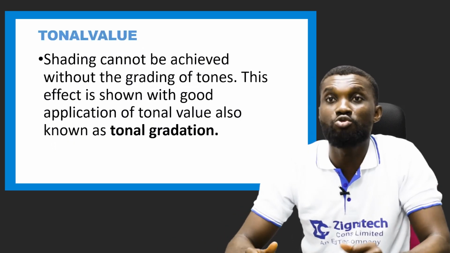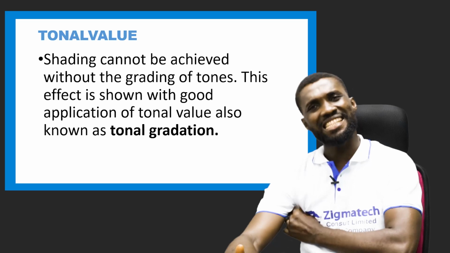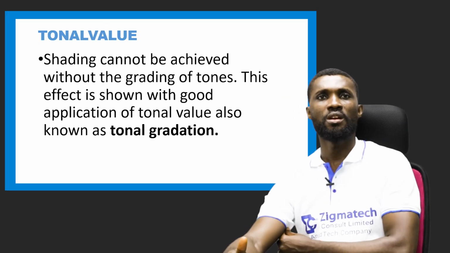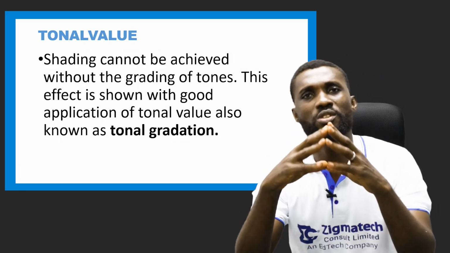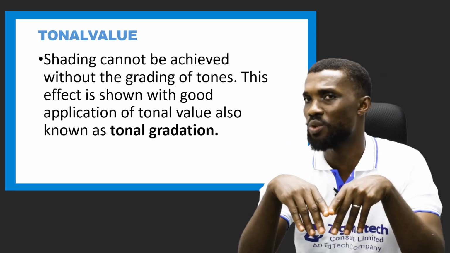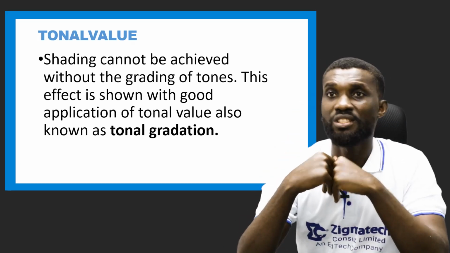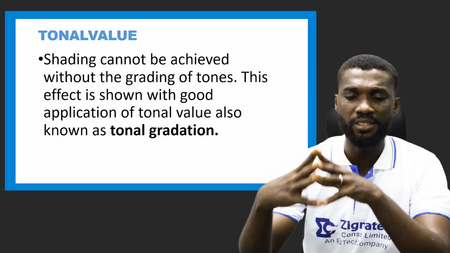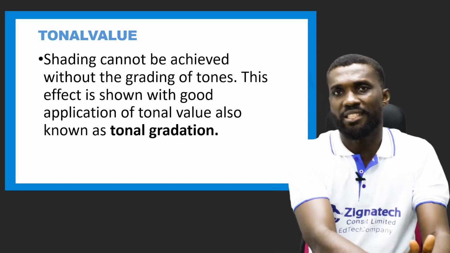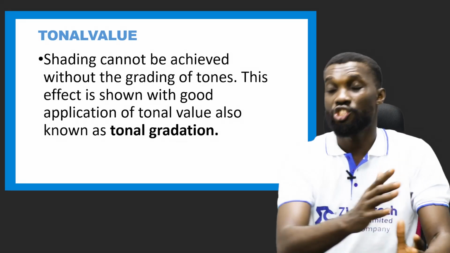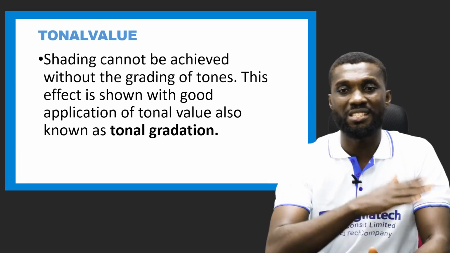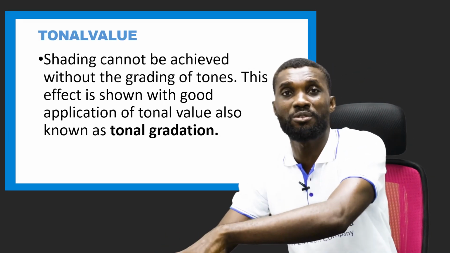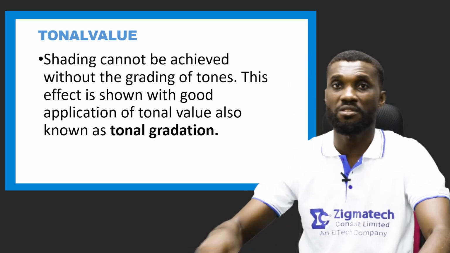All right. So today let's look at tonal value. What exactly is the meaning of the word tonal value? You can see a question in your exam: another name for shading is what? It's tonal value. Shading cannot be achieved without the grading of tones. Where there is no tone, there is no shading, because shading involves the movement of light from the darkest point to the lightest point, or from the lightest point to the darkest point, vice versa.